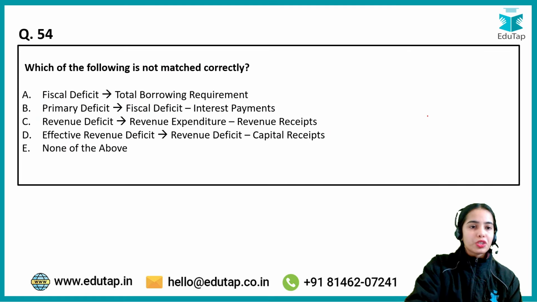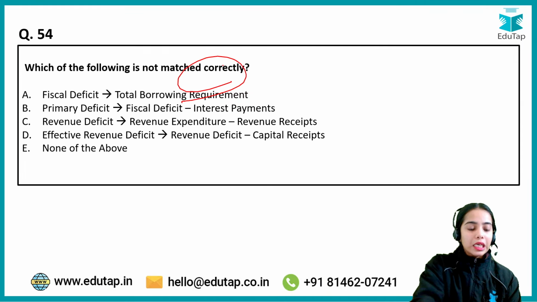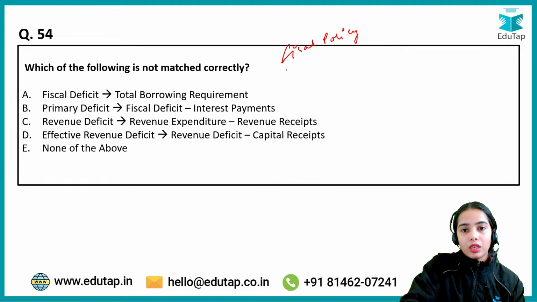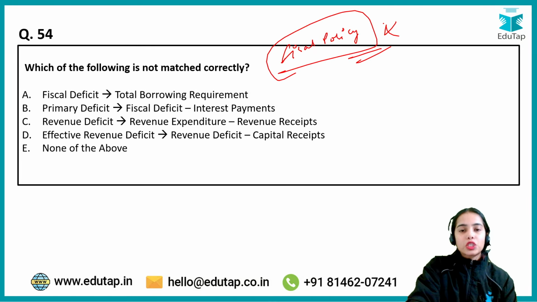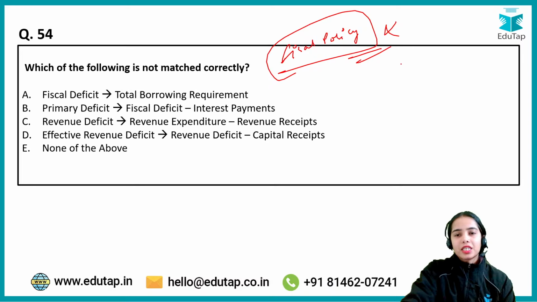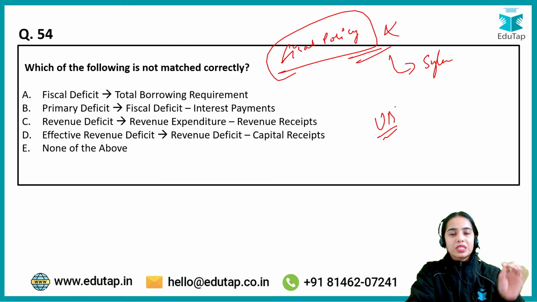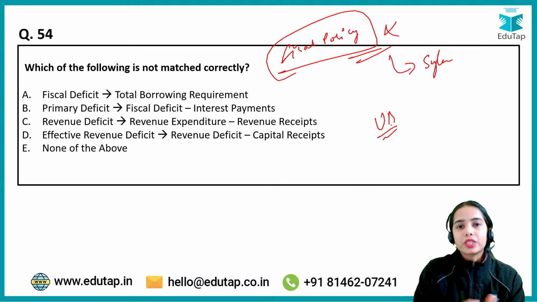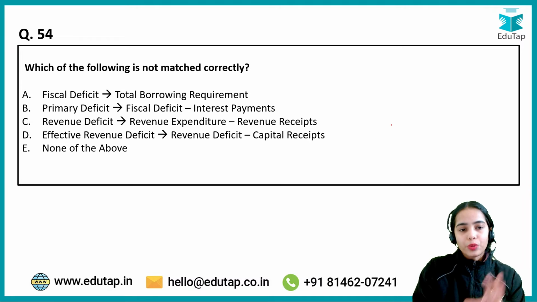Now coming to the next question, which of the following is not matched correctly? Now fiscal policy is not one of the chapters that is mentioned in your syllabus, but in the union budget you have heard the terms fiscal deficit, primary deficit, revenue deficit. So what is the meaning of fiscal deficit? What is the definition of, or what is the formula of fiscal deficit that you need to keep in mind?